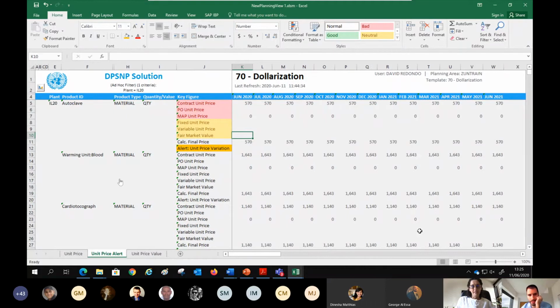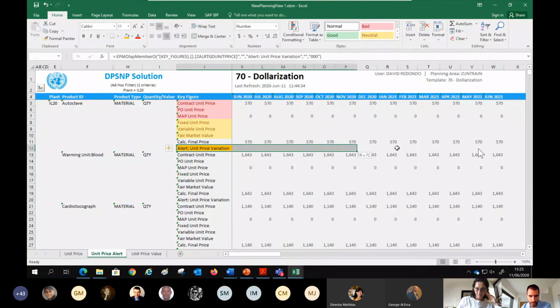So yeah, coming back to this, these are the key figures that are important for you to be aware of, and then you have some exercises to read them and go through them. And in this second tab, remember we have the alert unit price variation. Not in this exercise, but in the next week, we will have some examples for you to identify where the alerts are.